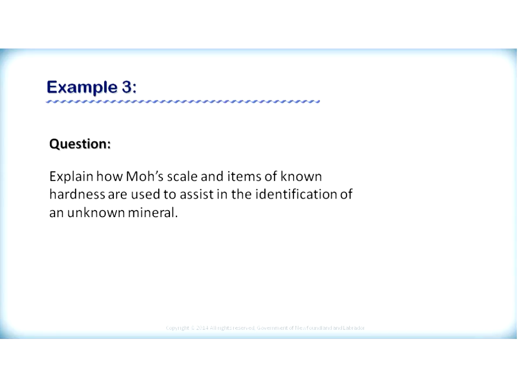Example number 3 reads, explain how Mohs hardness scale and items of known hardness are used to assist in the identification of an unknown mineral. So if we had an unknown mineral and we wanted to test its hardness, we could use our objects of known hardness. We know a fingernail has a hardness of 2.5. A penny has a hardness of 3.5.